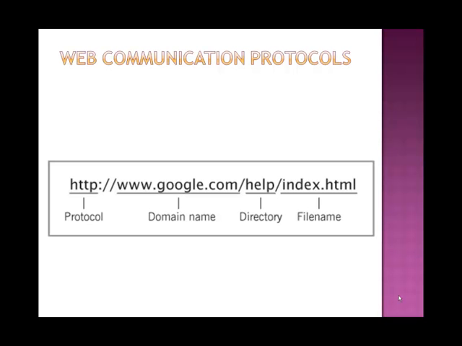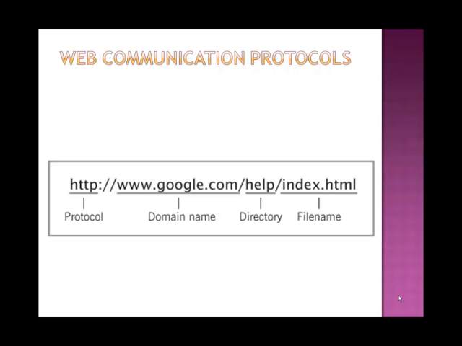So let's look at this particular address on the web. What the person wanted to access was the index page, or the default page of Google. The index page that the person wanted to access in this case was placed in the directory help within the root of the Google website, on the Google web server.